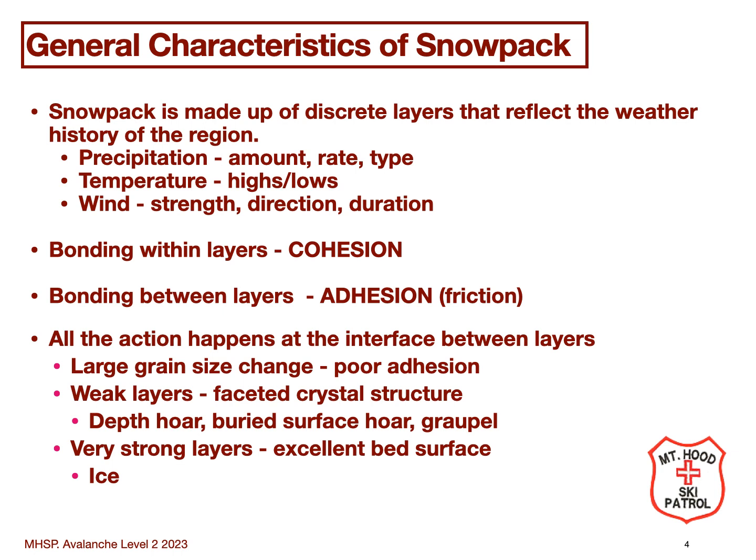The key weather parameters of interest are precipitation type, rate, and amount; temperature, highs and lows; wind length, strength, direction, and duration. These weather factors determine the cohesion of the snow, that is the bonding within a layer, as well as the adhesion of the snow, that is the bonding between layers. This is important to us in assessing snowpack stability, since all the action will occur at the interface between layers.